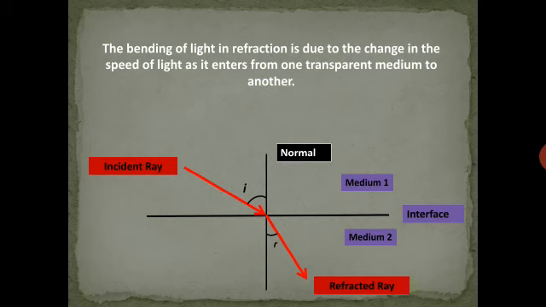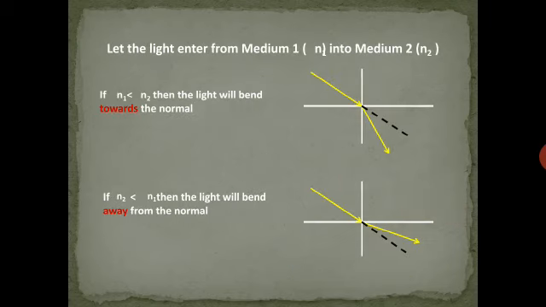Let us see this in a little more detail. Here I have taken two media, medium 1 and medium 2, with refractive indices N1 and N2. The light is incident from N1 and going into N2. If the refractive index N1 is less than N2, then we find the light ray bends towards the normal. Now what does it mean? When I say refractive index N2 is greater, it means the density of the medium N2 is greater. Thus, the light ray is going from rarer to denser medium and it bends towards the normal.